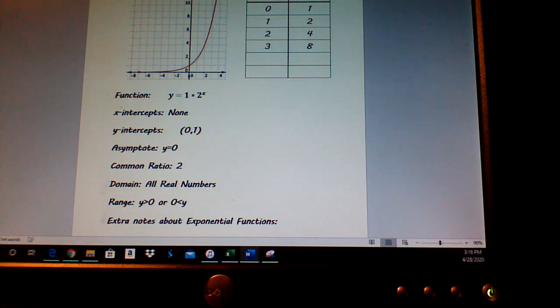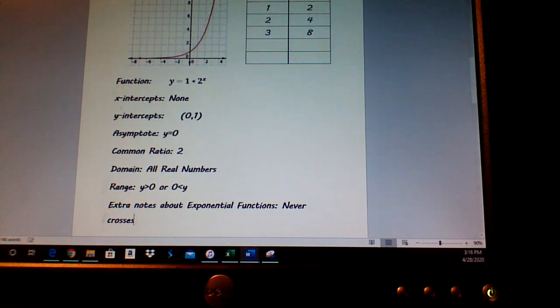Alright, some extra notes if we needed to add some stuff in. We could put never crosses x-axis. Curved line. Anything else that you can think of, this would be a perfect spot to go ahead and add it in. Any notes that could help you remember when you have an exponential function. And that's about it.